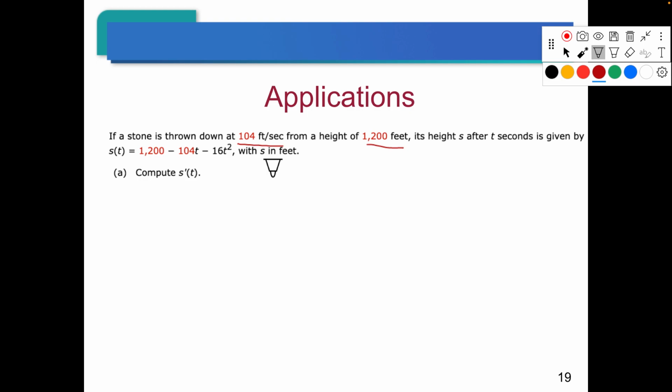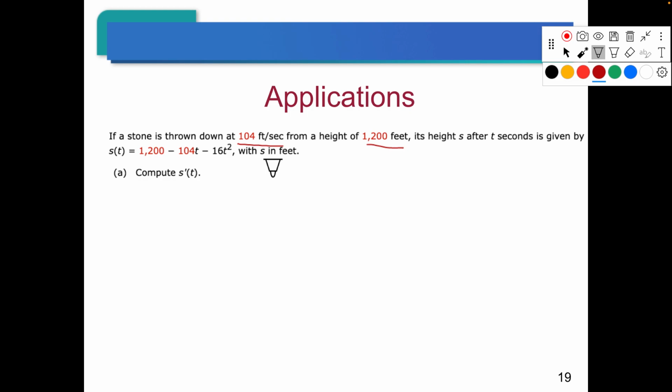Now, this is a rate, but there's also, anyone know what this is? Any physics people? It's a negative force that's all around the Earth called gravity. You'll see it's 16 feet per second when measuring in feet. If you measure it in meters, I think you'll see negative 32 meters per second. But anyway, it's a constant. So you'll see this negative 16 t squared. That's the force of gravity. This is the force of the rock being thrown down, the initial rate of change. And this is where it started, right? It started at 1,200 feet, and they flew down.